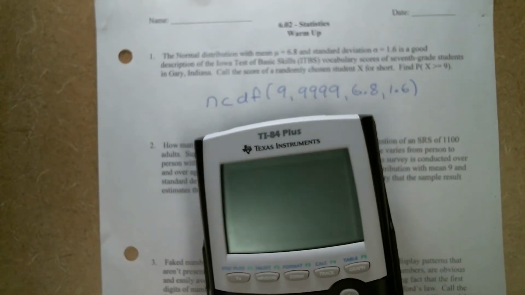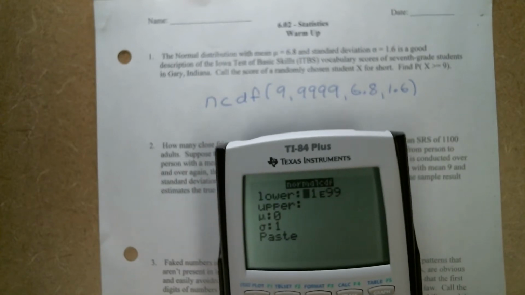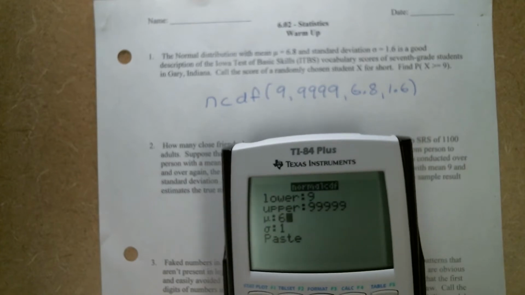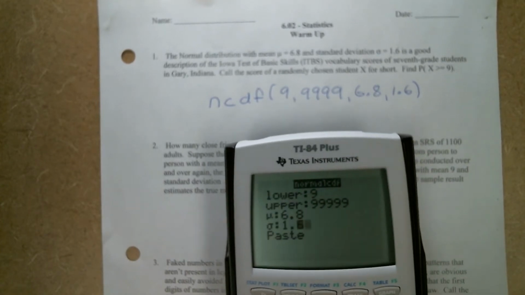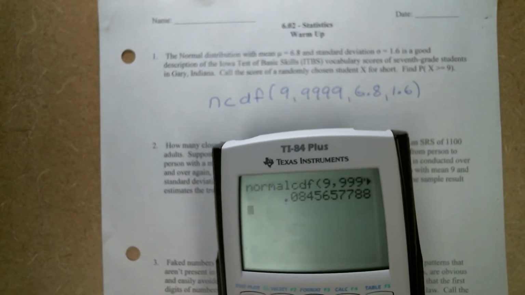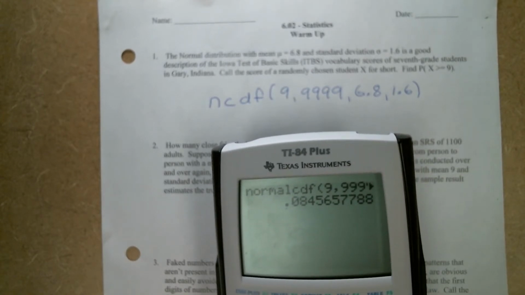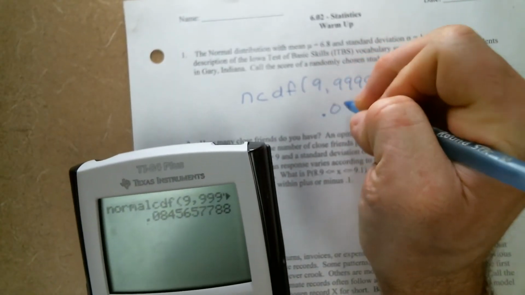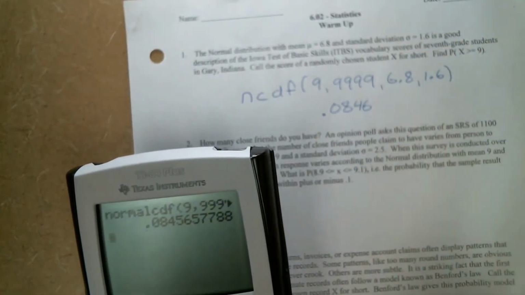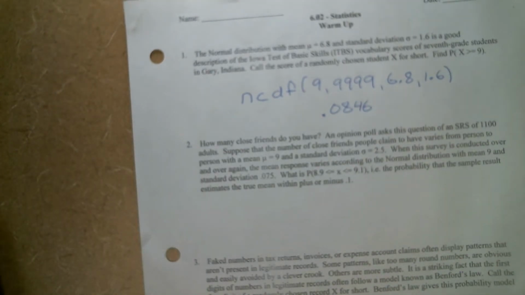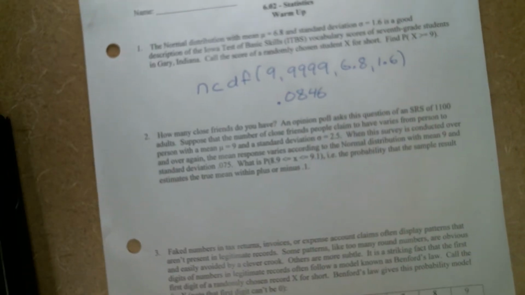So second distribution, NCDF, lower is 9, upper is 9999, 6.8, 1.6. And we're going to get our answer there of 0.0846. All right, but when we're dealing with a continuous random variable, we just are using NCDF the way we did way back in Unit 2.